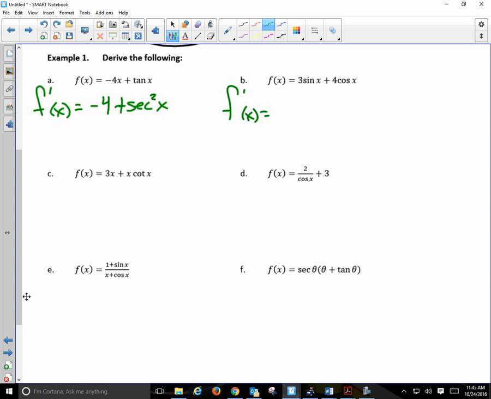The 3 is just a constant, just comes along for the ride. So derivative of sine is cosine, which will be 3 cosine of x minus 4 sine of x, because the derivative of cosine is negative sine. If you want to know why, we could do the sandwich theorem proof and show you why. Okay.